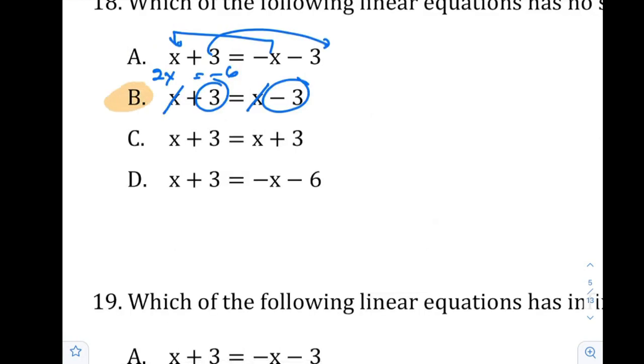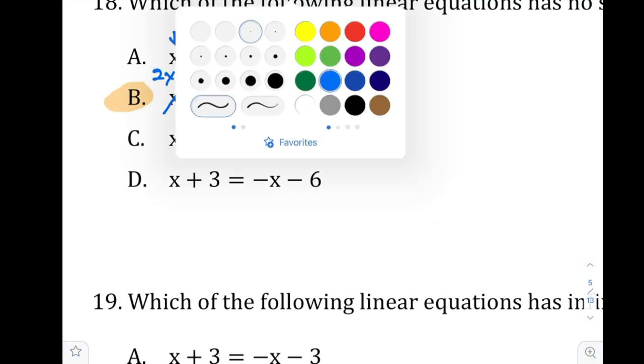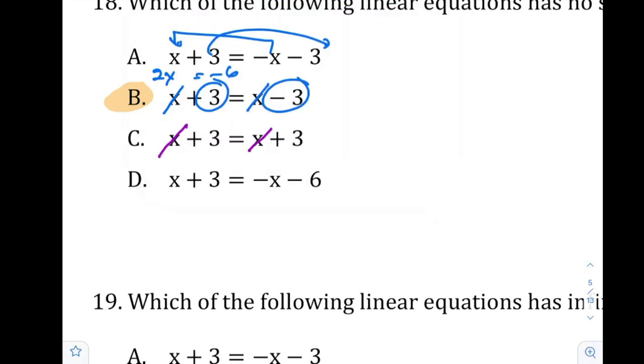But let's check the rest here. If you check here, x goes with x, 3 equals 3, it's always true. That means the solution is infinitely many solutions, or we call it an identity. This one is the same as part A, so it will have one solution. So mentally, if you have a multiple choice question, you can directly choose the correct one without solving.